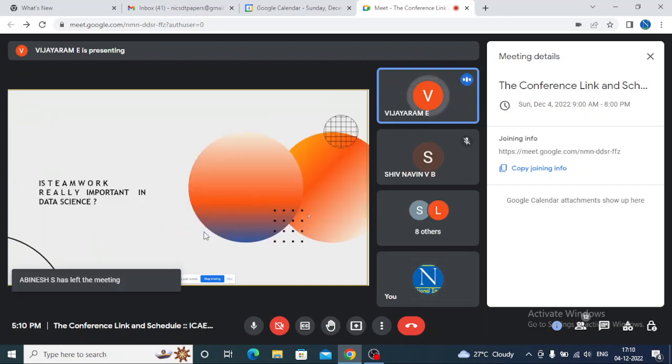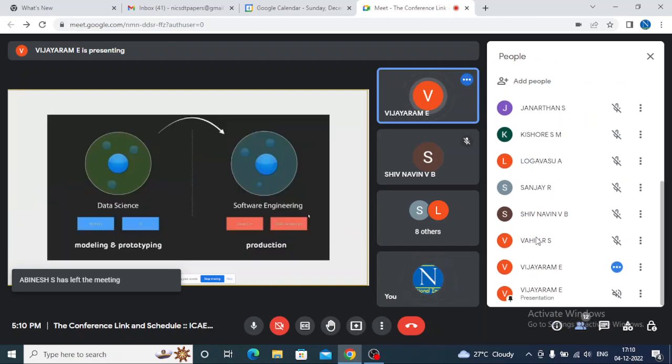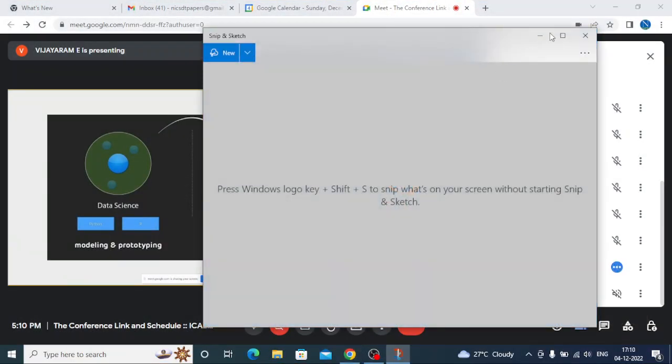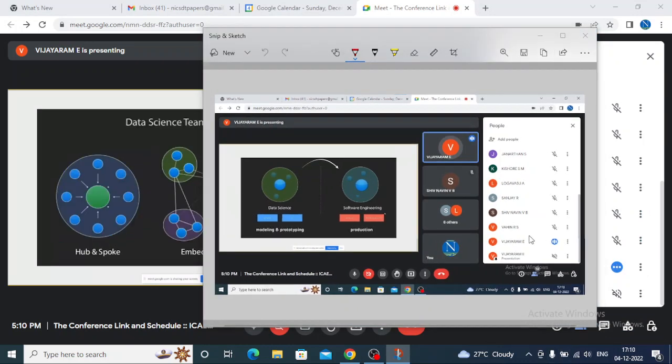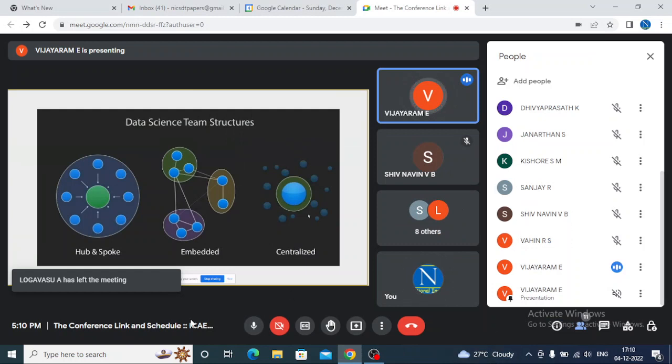So is teamwork really important in data science? Yes, it is important. So we propose a team that consists of a model and prototyping team, and a second team of software engineers who work on the production work. These are the proposed data science team structures: hub and spoke, embedded, and centralized.